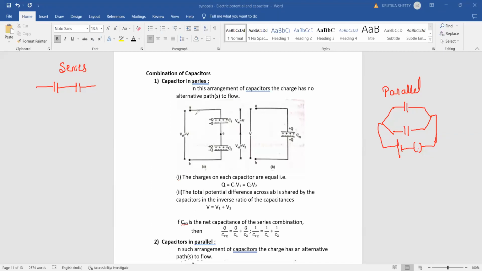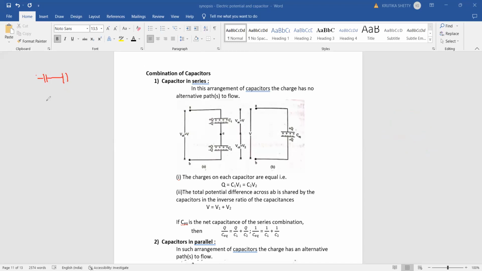So we are seeing when it is connected in the series. Okay, so I have here one capacitor and this is my other capacitor. It is connected to a battery. Yes, so when you have this kind of capacitors, when it is connected in the series, here what happens when the series connection is there, the potential across first capacitor, it will be V1, and the potential across second capacitor, it will be V2.